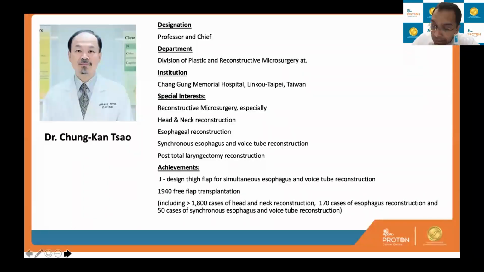And he successfully developed the J-design thigh flap to complete the reconstruction of the esophagus and the voice tube simultaneously, thereby helping 50 patients to restore the function of oral feeding and also solving the problem of inability to speak and communicate after surgery. With very good outcome, he was able to assist and socially integrate these patients with their new voice. So Professor Tsao will be talking about innovative techniques, mainly his innovative techniques of flap design and insets in head and neck reconstructions.